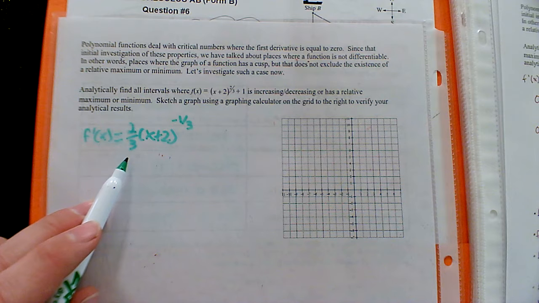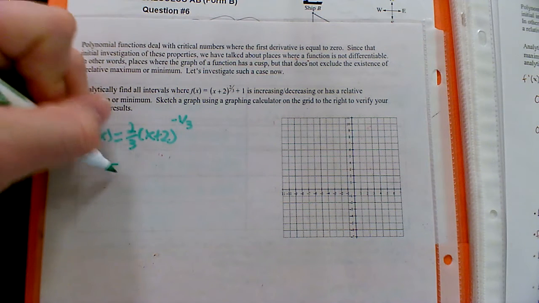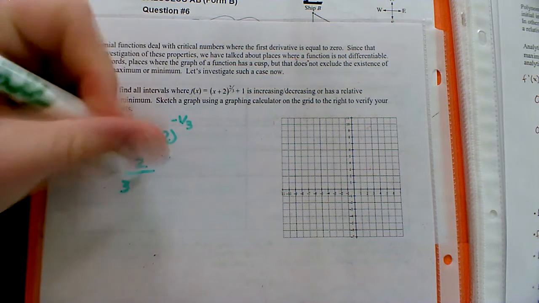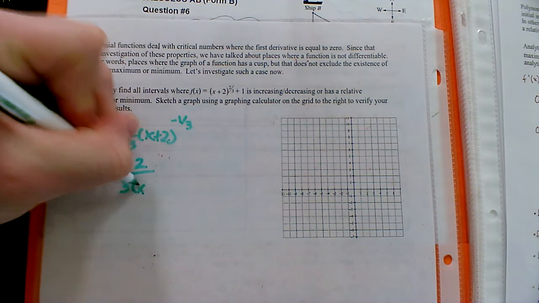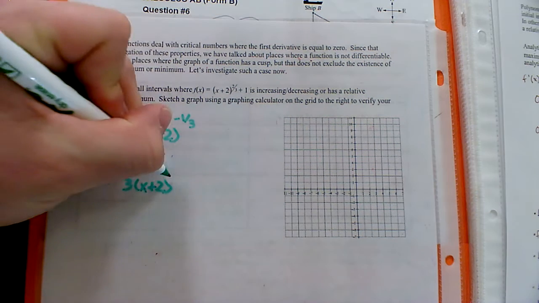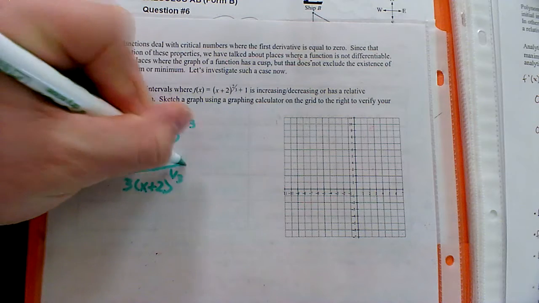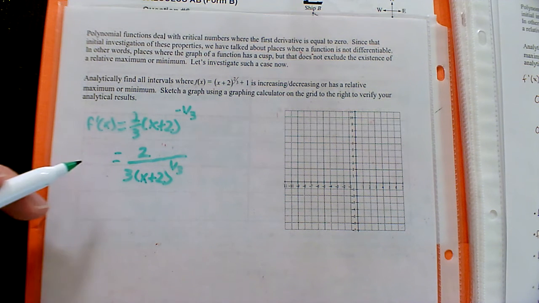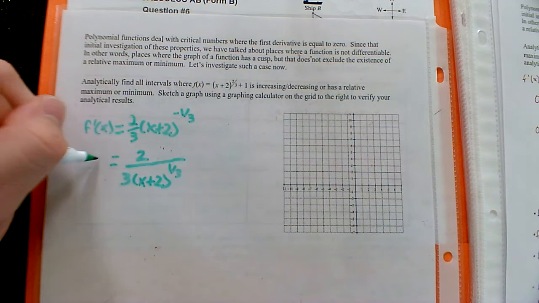Okay. So we're left with this, which we can rewrite as 2 over 3 times (x plus 2) to the positive 1/3 power. You can move that to the bottom if you'd like. And what did we set that equal to on the front side to find critical points? 0. We set it equal to 0.